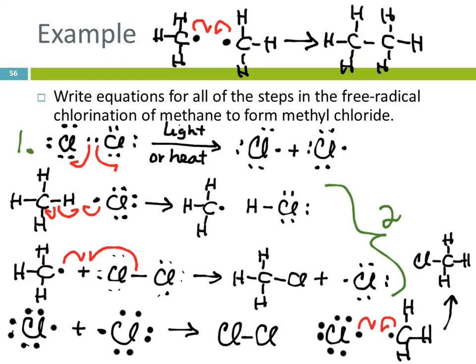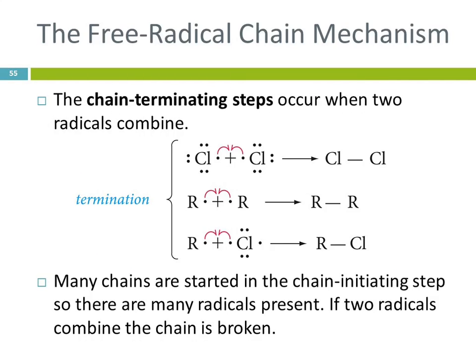Yes? So the last three steps, two of them are combining the same thing, and the other one's combining two different ones. Right. And let's go back. This is sort of the generic version, where here R could be anything. Could be methyl, so CH3. And one of them is two chlorine radicals, one of them is two alkyl radicals, and the third one is one of each. Those are the three different possibilities.